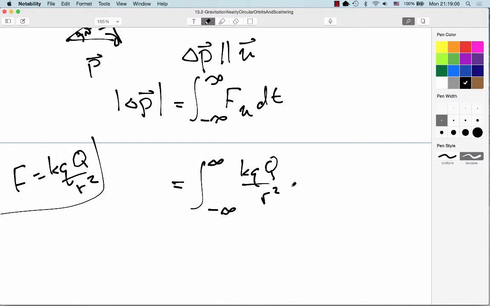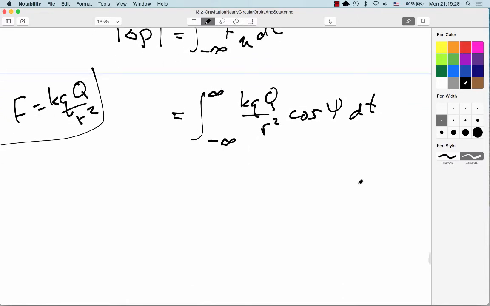kqq over r squared cosine psi dt. Well, that's a little problematic because the psi and the r both depend on t. So we've got to do a little bit of massaging here, but all is not lost.